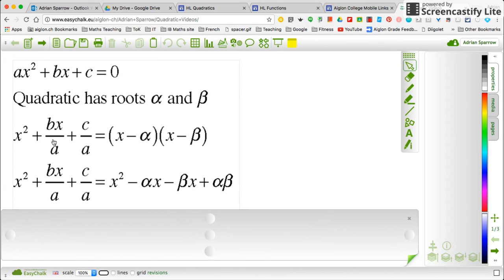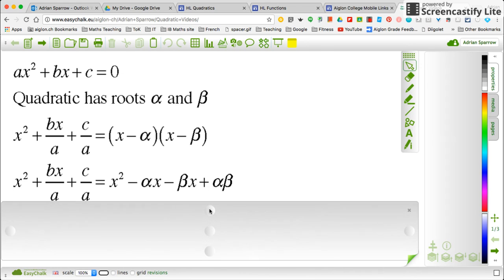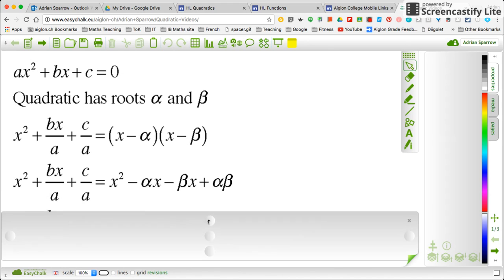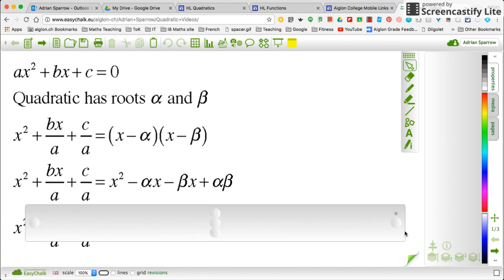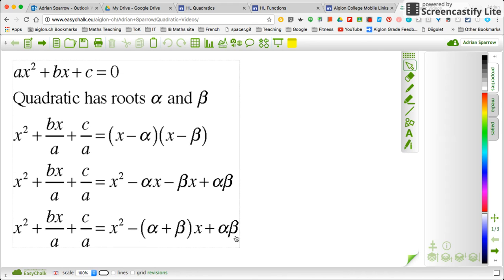So we've got the left-hand side unchanged, and we've expanded, so we've got x squared minus x times beta, and minus x times alpha, and it's a negative, so all of that's expanded. Alpha beta comes here, it's multiplied together and it's positive. And let me just simplify that by factorising the x so that we end up with this.